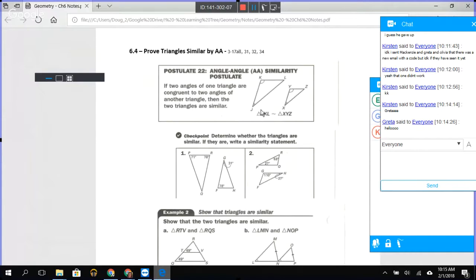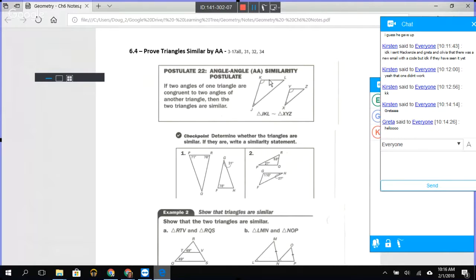Okay, so we're going to start with a postulate, and pretty much the whole section is just this postulate. So if you remember this, then you should be good to go. So this is postulate 22. It is the angle-angle similarity postulate. So this says if two angles of one triangle are congruent to two angles of another triangle, then the two triangles are similar. Ta-da!